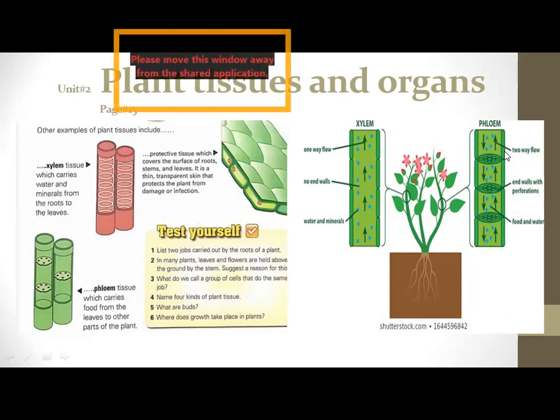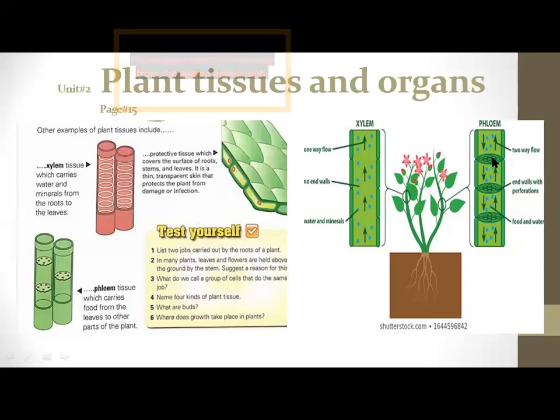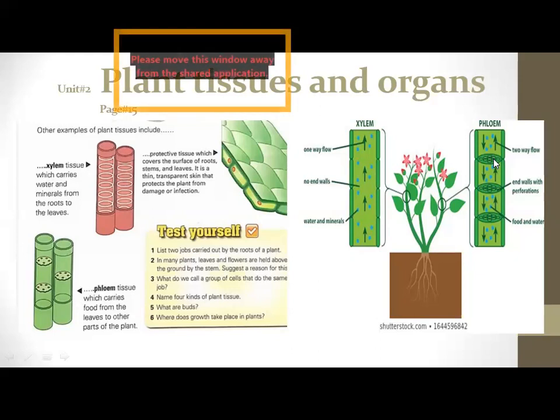It's made from living cells, and some blockages are there, so-called end walls. They stop the transportation of food when there is no need for it. If there is no need of food there, then it will stop the transportation. And you can see here a two-way flow. It will go down the plant and it will go up the plant as well. Okay?